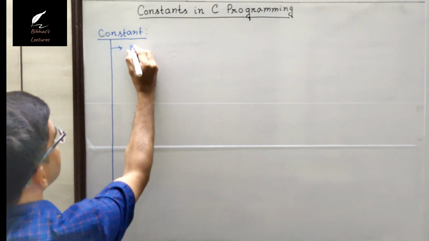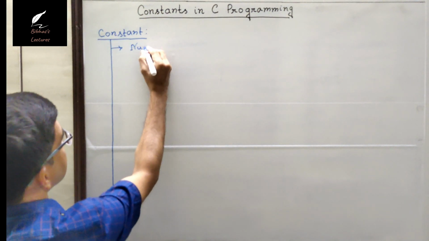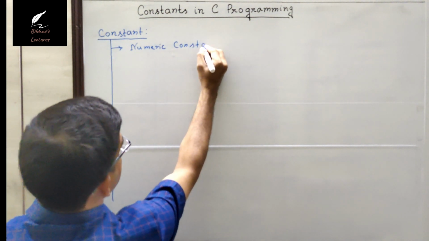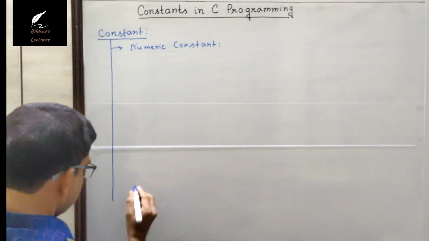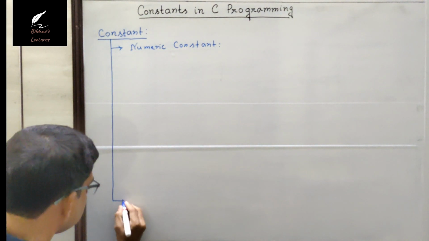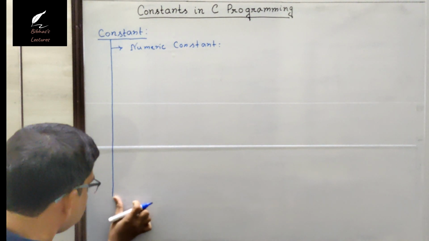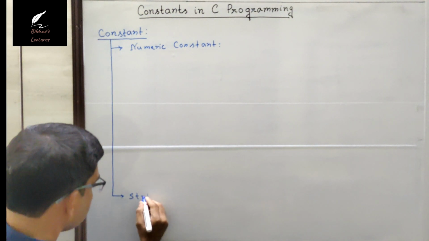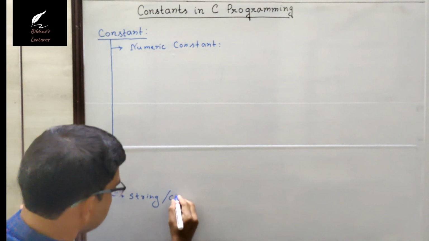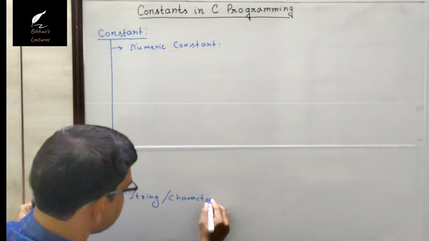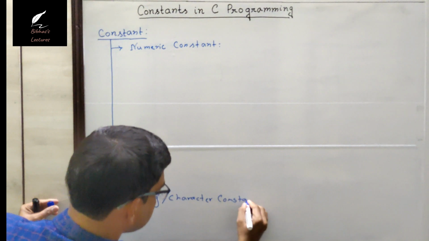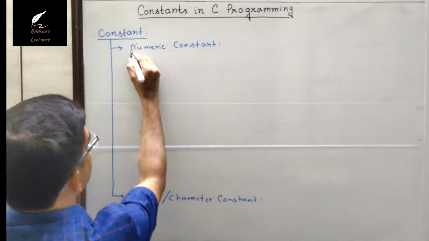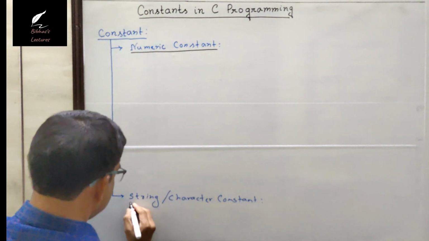The number one is numeric constant, and another one is the string or character constant. So these are the main two categories of constants in C language.